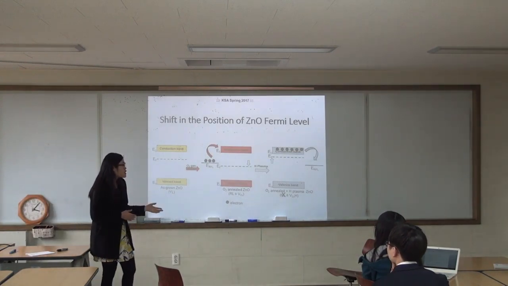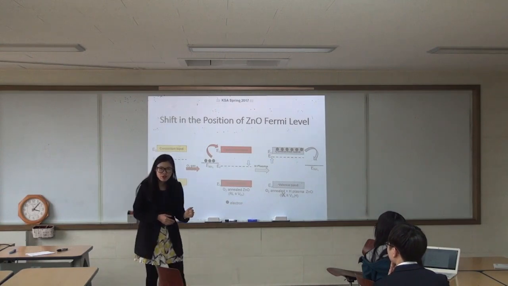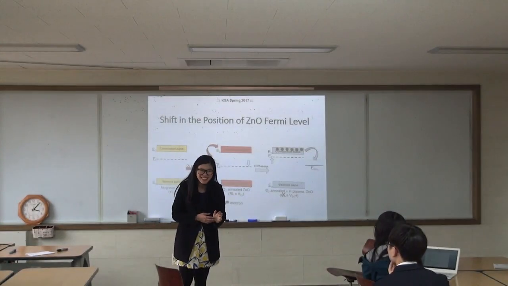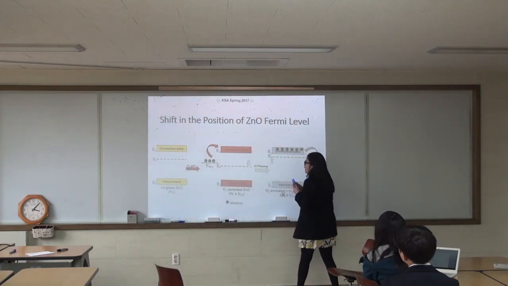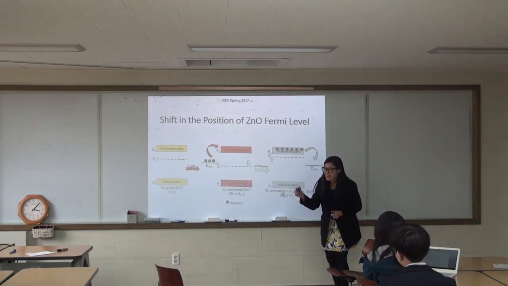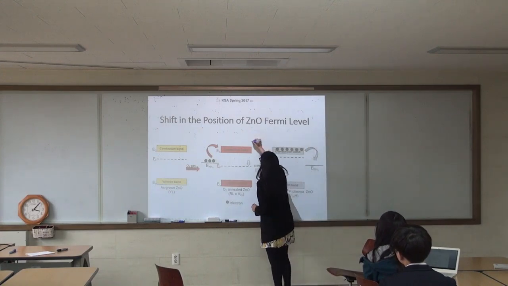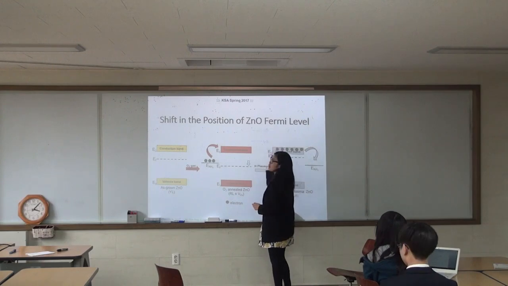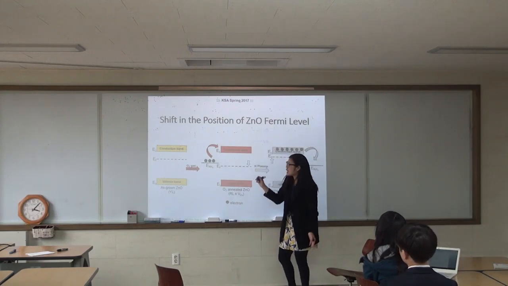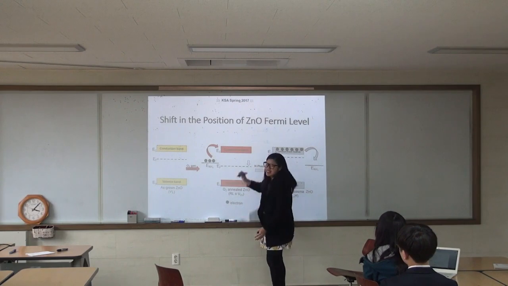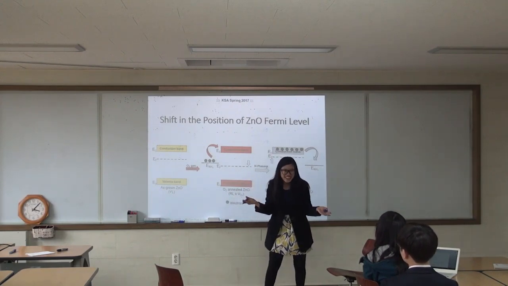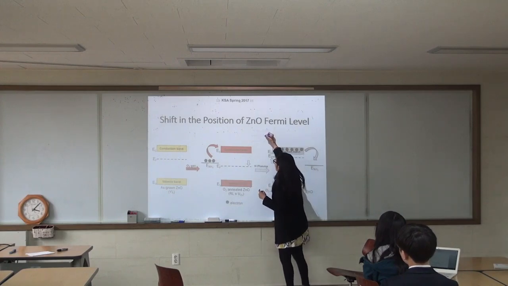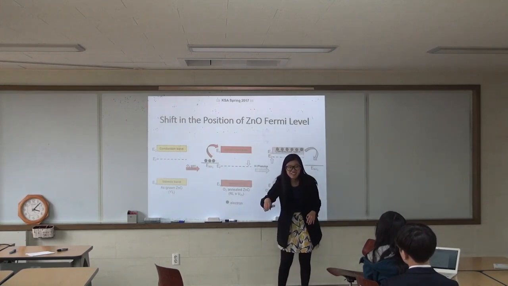Because of a shift in the position of the zinc oxide Fermi level. Do you know Fermi level? Okay, you don't know Fermi level, right? But okay, you know conduction band and valence band, right? So, okay, I'll write it down here. This is the valence band, the conduction band. The Fermi level is normally an imaginary level. You can't measure it. Okay. So normally it's in the middle of the band gap.